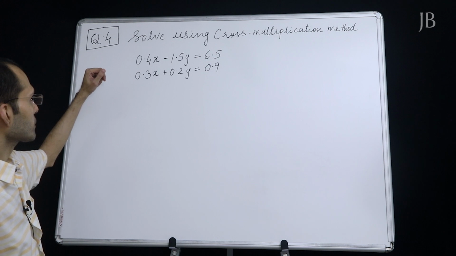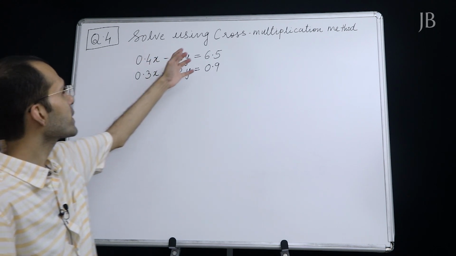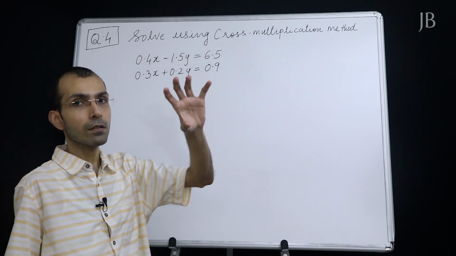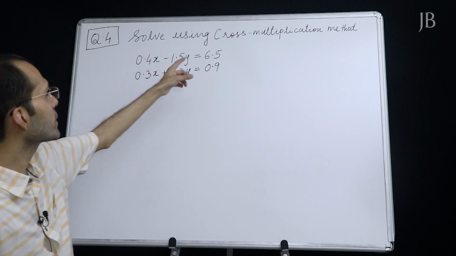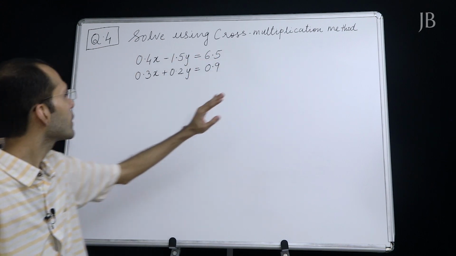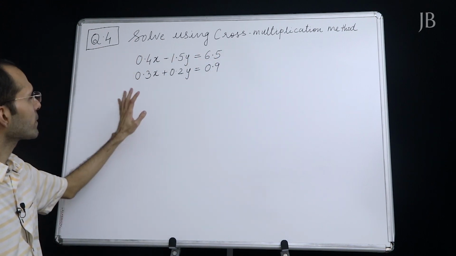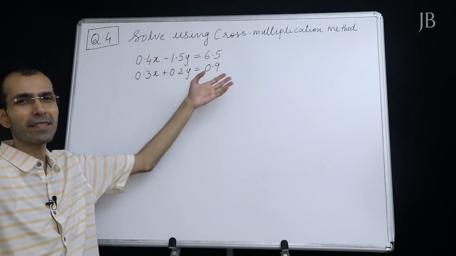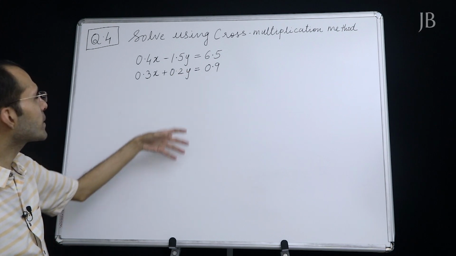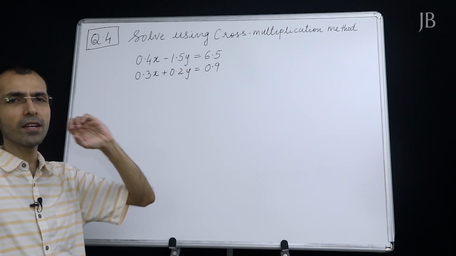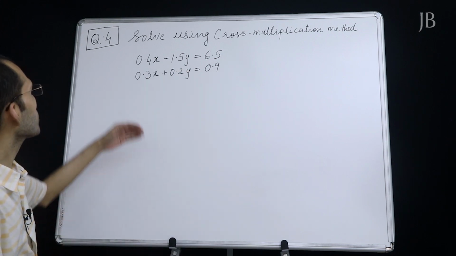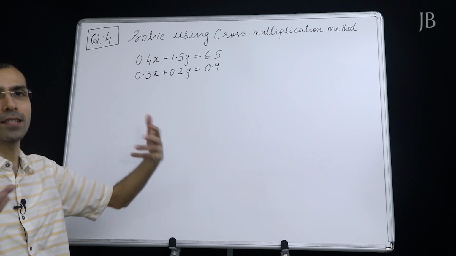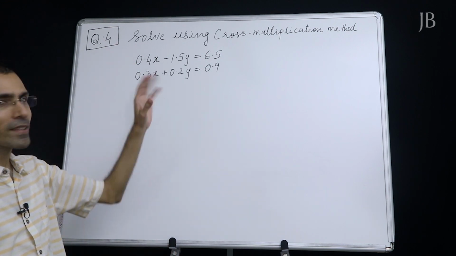Question 4. Solve using cross multiplication method. These two equations are given. Now, if we realize many things are in decimals, we can work with this, but it is going to be very tedious. So we will have to refine these equations a little before we employ the technique.